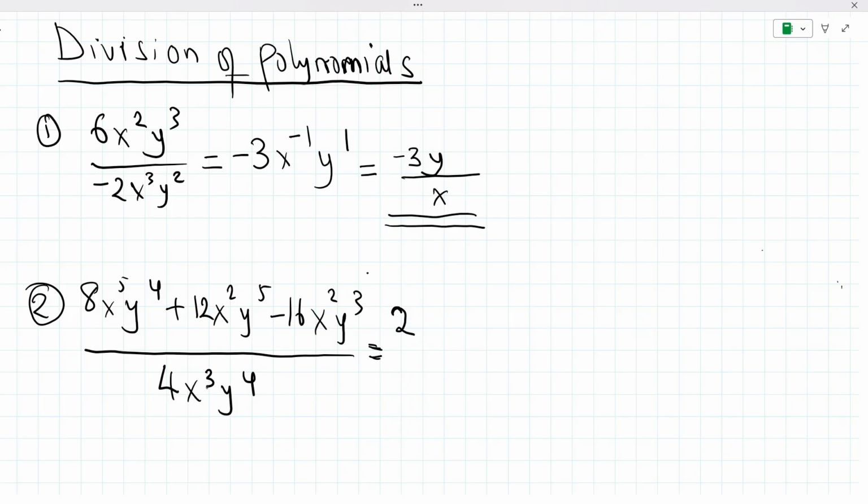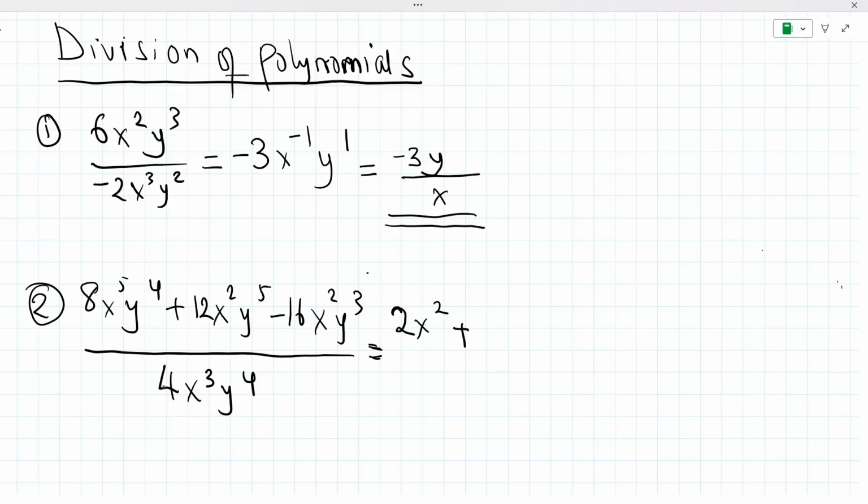But then we have x to the power 3 here. So this would be 2x to the power 5 minus 3, which will be 2. And next, we will have y to the power 4, and at the bottom we have y to the power 4. So those will cancel out. Then we say plus.